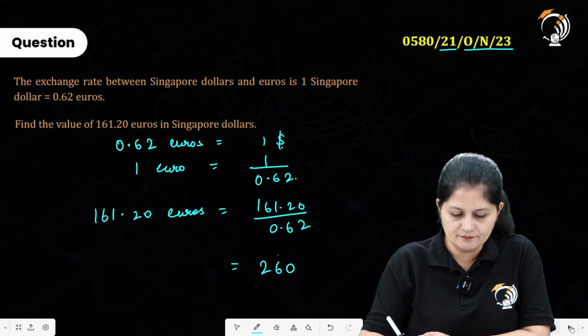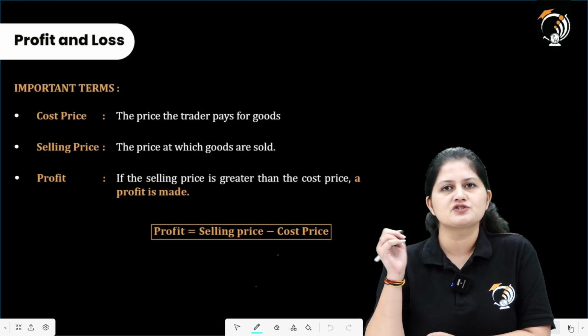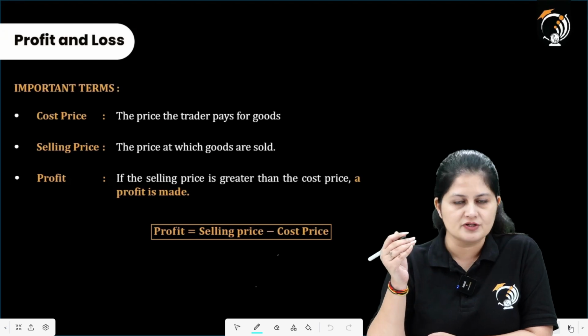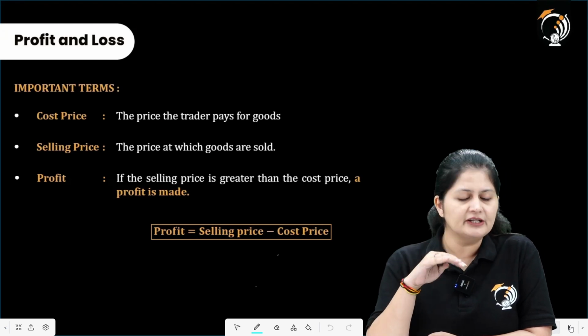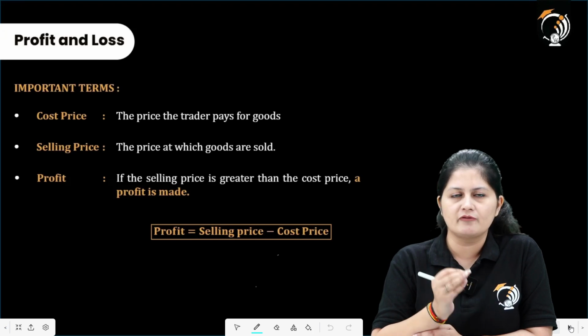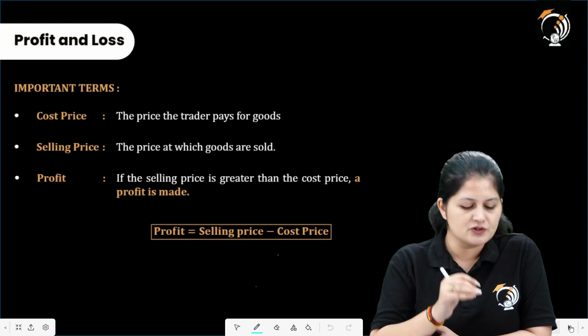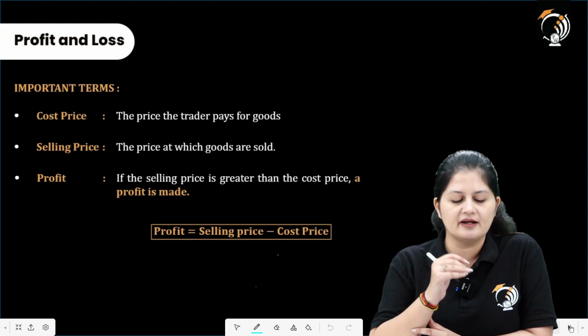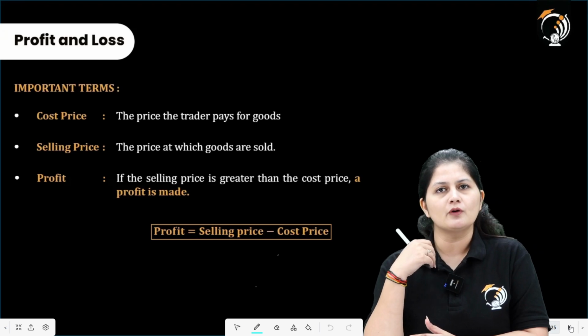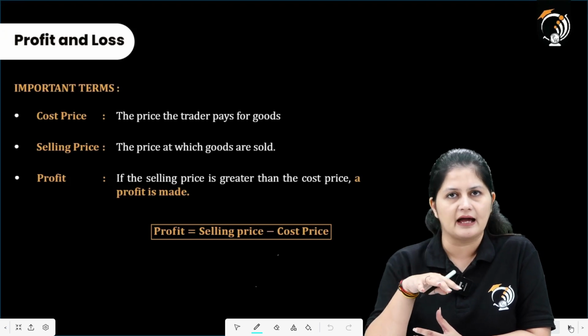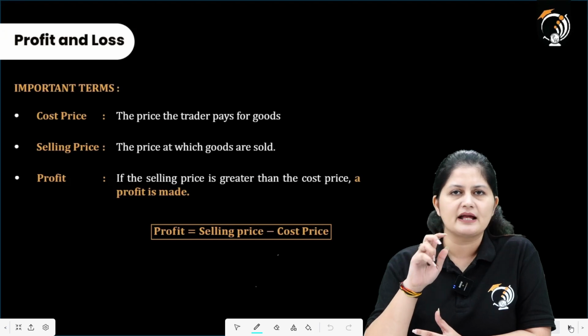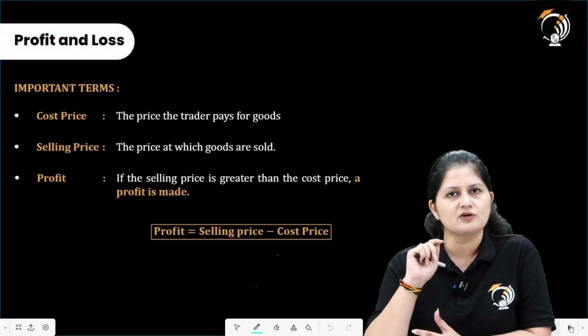Clear? Now, moving to the next topic here, which is profit and loss. We need to understand a few terms before we go on to the questions. Firstly, what is a cost price? Cost price is the price the trader pays for goods. Whenever you are buying any item, whatever price you are paying is known as the cost price.